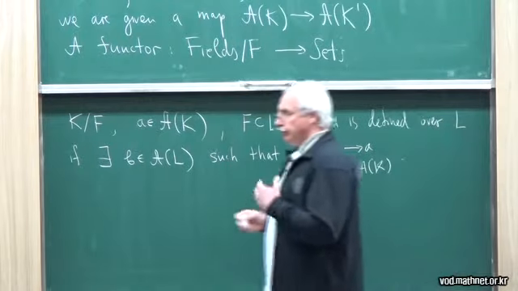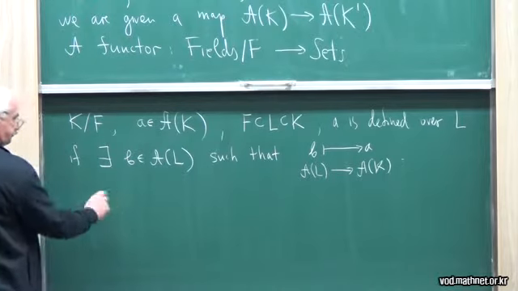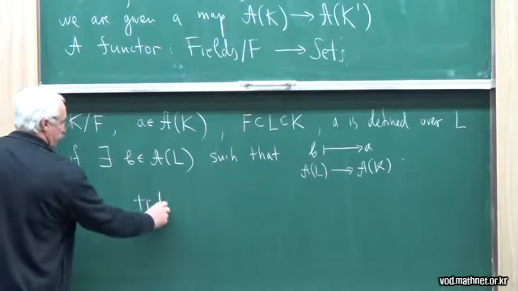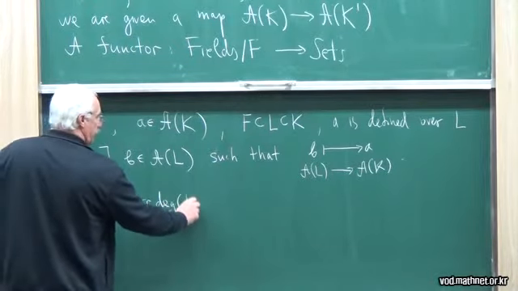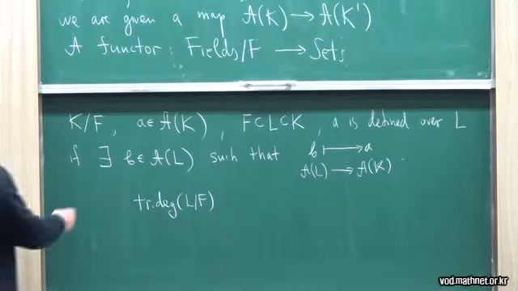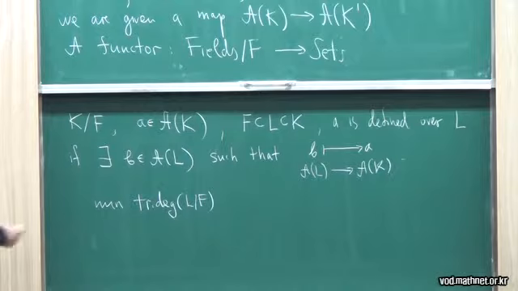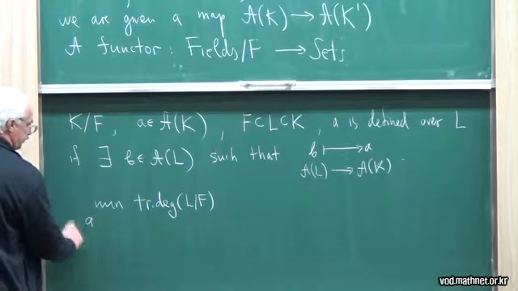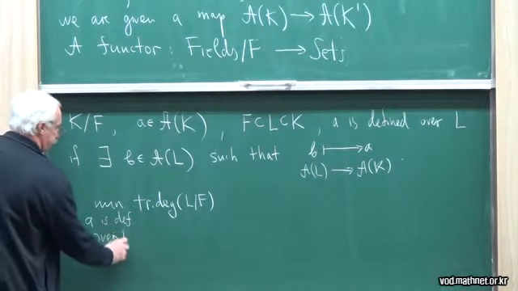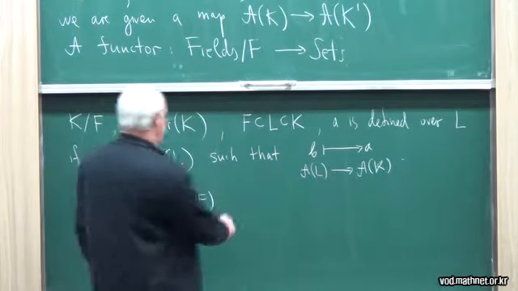So A can be defined over a smaller field. Then we look at the transcendence degree of the field of definition L over F and take the minimum of these numbers over all fields of definition, over all fields L such that A is defined over L. And you call this number the essential dimension of A.